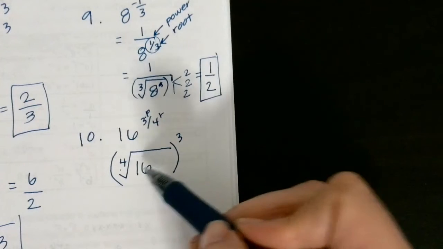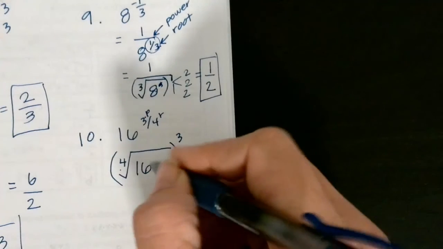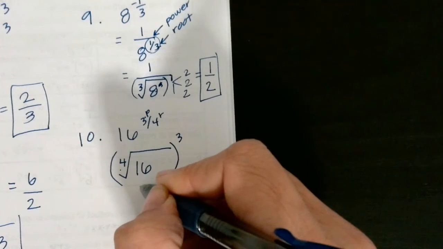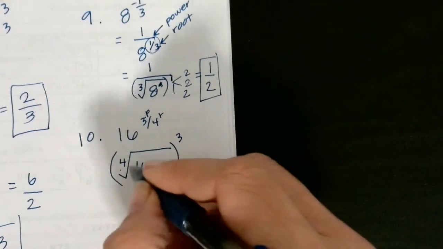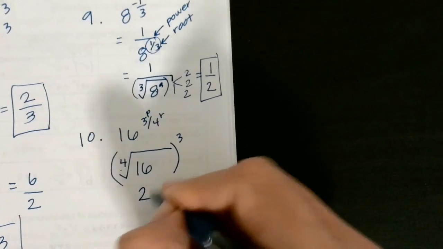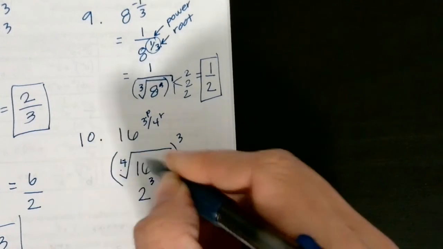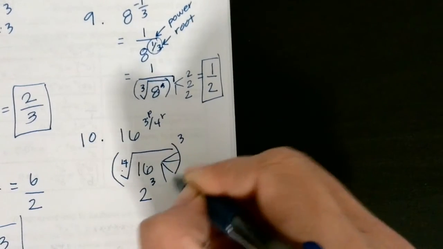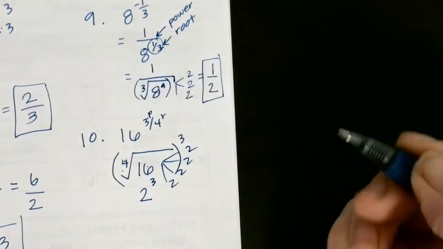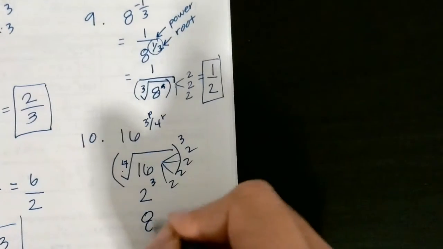So can I get 4 of a kind out of 16? Yes. That's 2 times 2 times 2 times 2. So this is not square root, this is the 4th root. So 2 to the 3rd power. So 1, 2, 3, 4, 2, 2, 2, 2. So that equals 2 cubed, which equals 8.